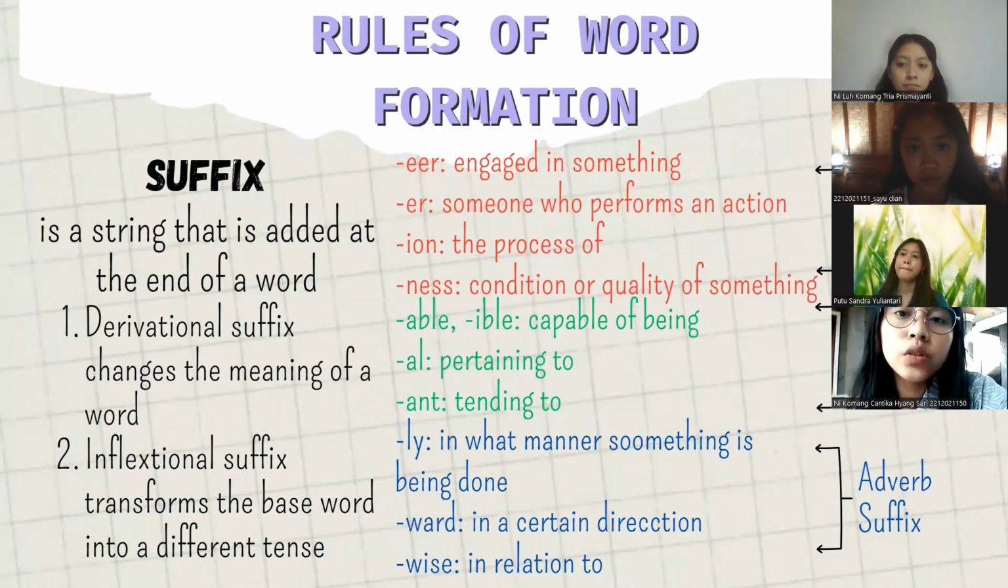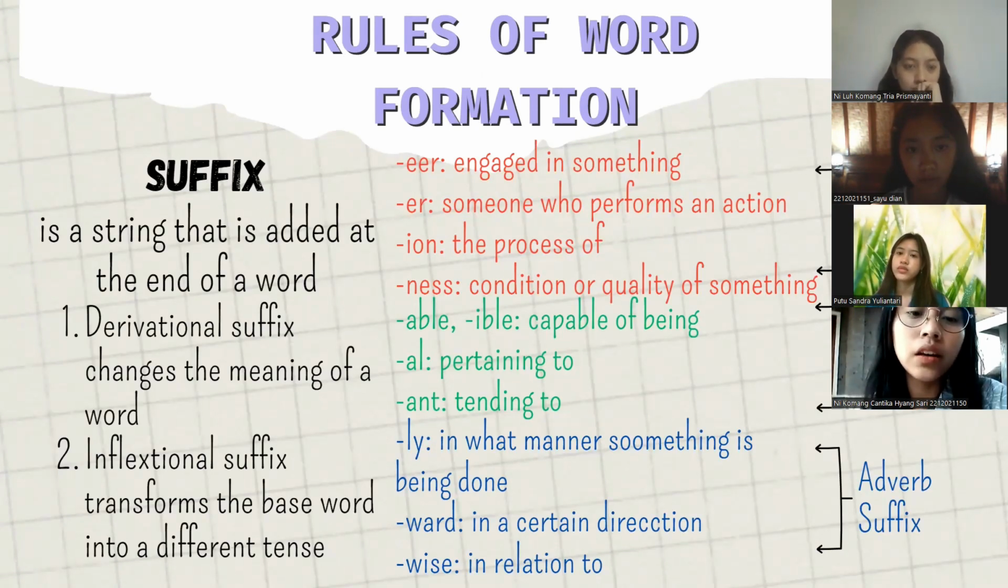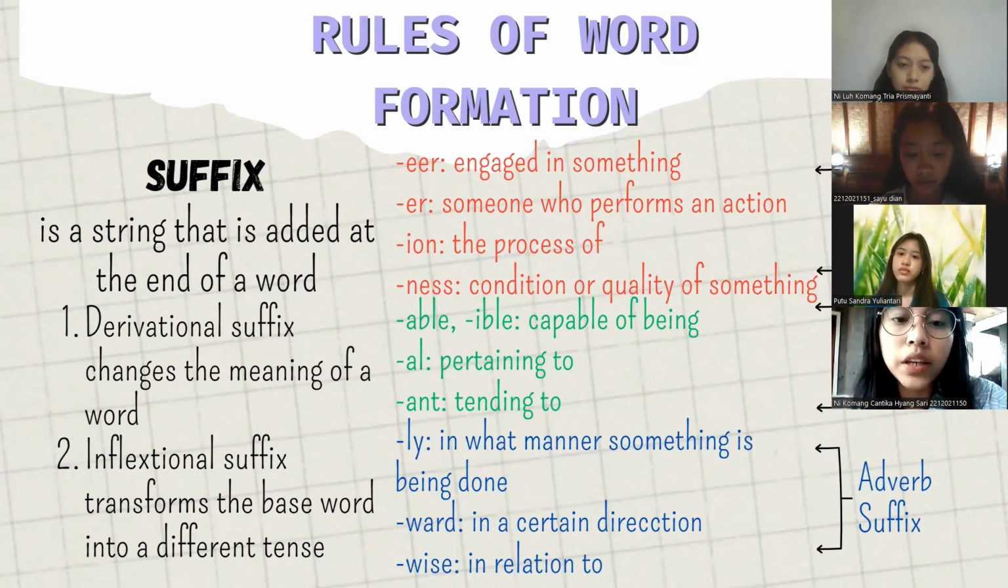There are two rules of word formation. There are suffix and prefix. So first we're going to learn about suffix. Suffix is a string that is added at the end of a word. Suffix is divided into two: derivational suffix and inflectional suffix. Derivational suffix changes the meaning of a word. And inflectional suffix transforms the base word into a different tense.